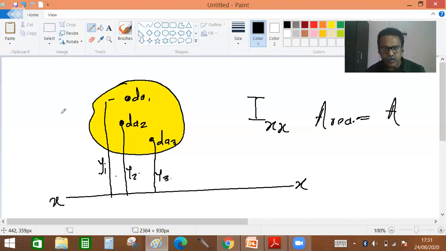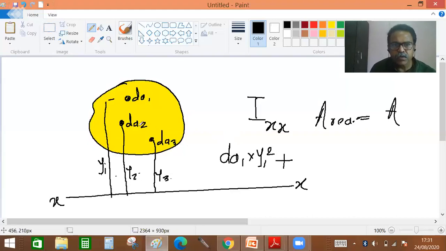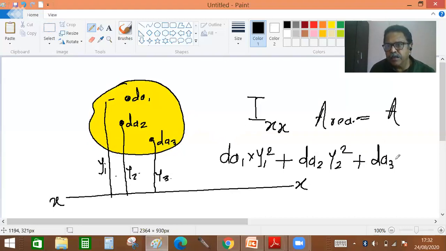So the total area is divided into infinitely many small elemental parts. Out of that, we have taken first, second, third, for example. The first area has distance y1, the second area has y2, the third area has y3. Now, according to the definition of MI, it is area multiplied by distance square, isn't it? So the first one is dA1 into y1 square, plus the second area, dA2 into y2 square, plus the third area, dA3 into y3 square.